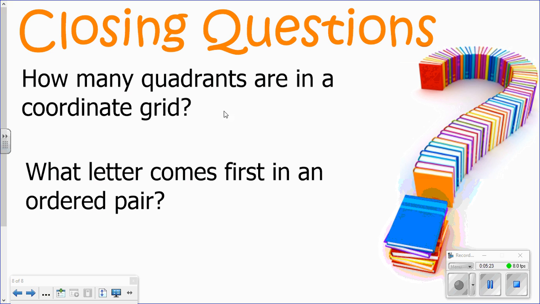How many quadrants are in a coordinate plane? There are 4. And what letter comes first in an ordered pair? It's always X. Alphabetical order.